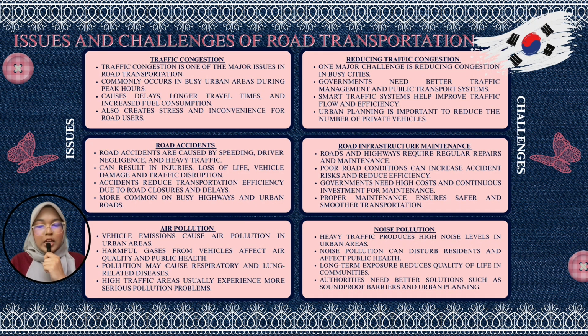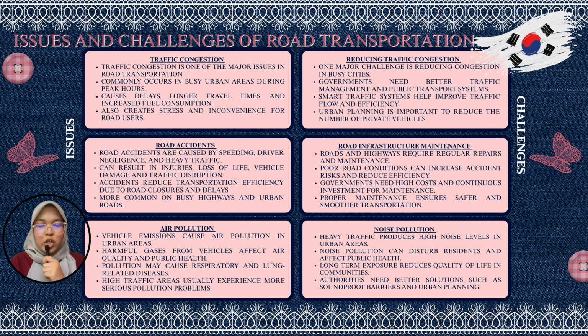activities. Another issue is accidents. Accidents can happen because of speeding, driver negligence, obstructions on traffic, and heavy traffic conditions. These accidents may cause injuries, loss of life, vehicle damage, and traffic disruption. For example, traffic accidents often occur on highways and busy roads in Seoul due to high-speed vehicle movement.